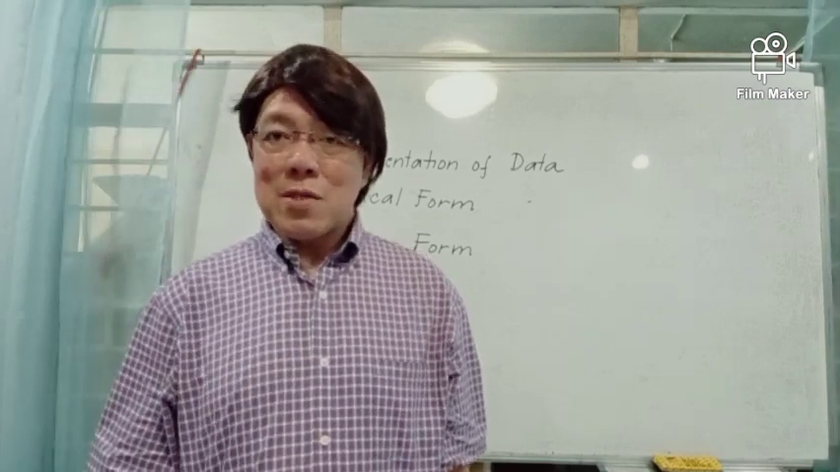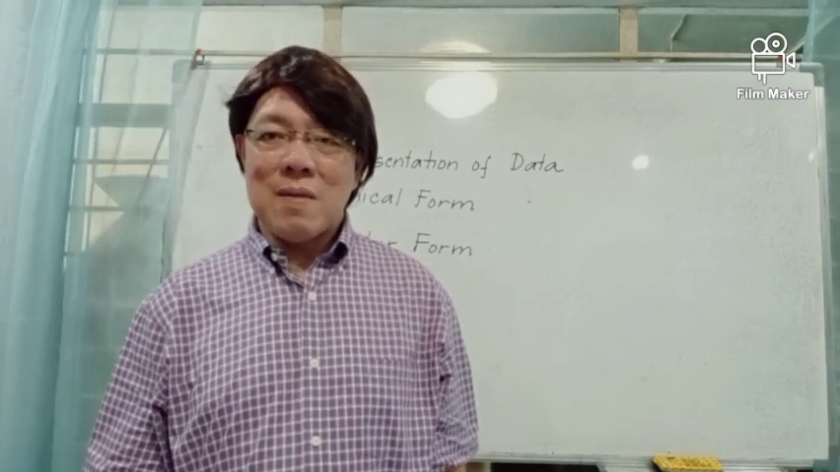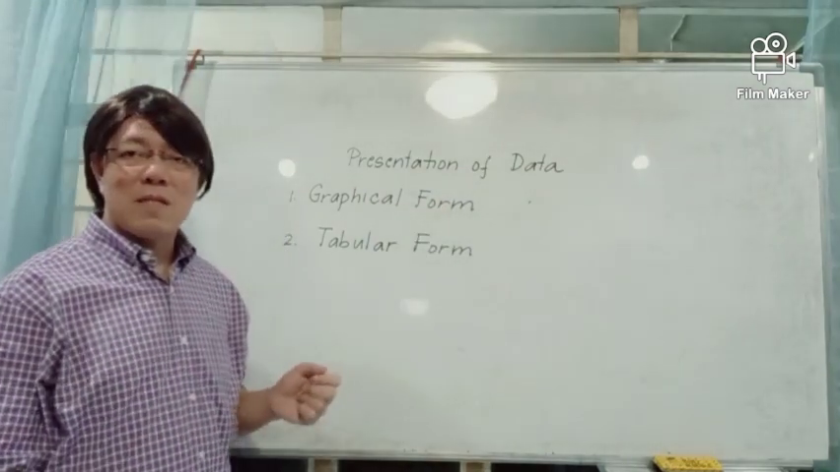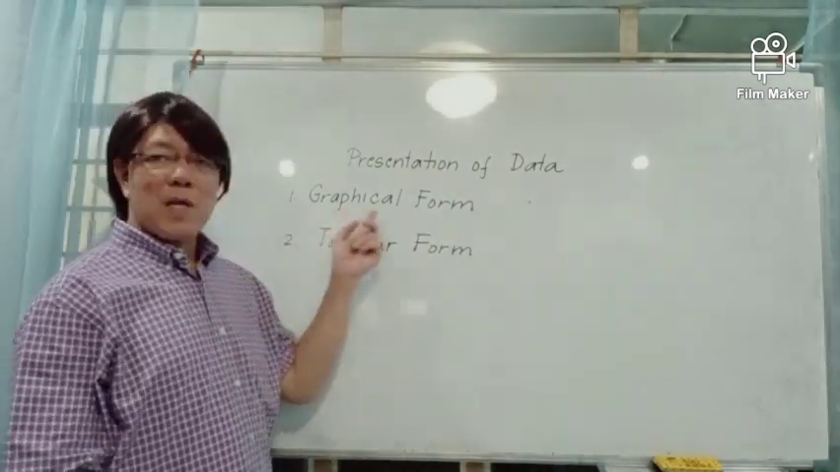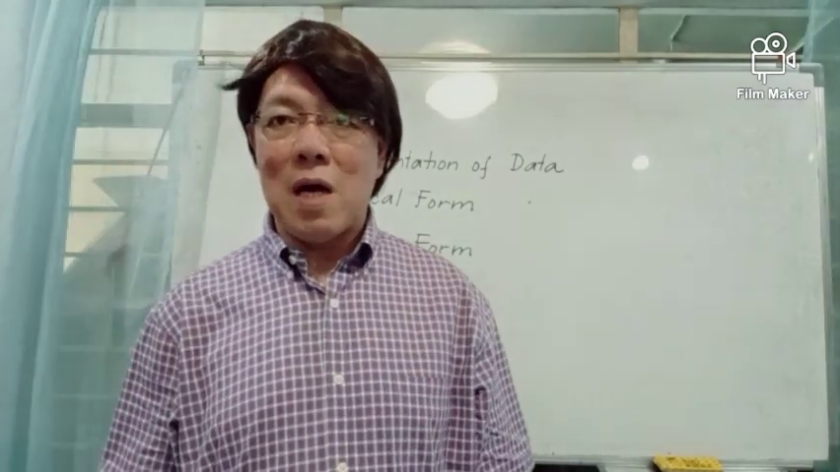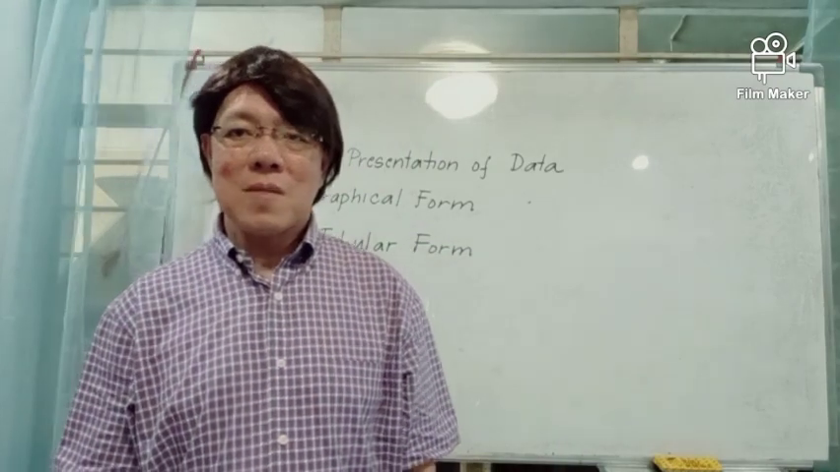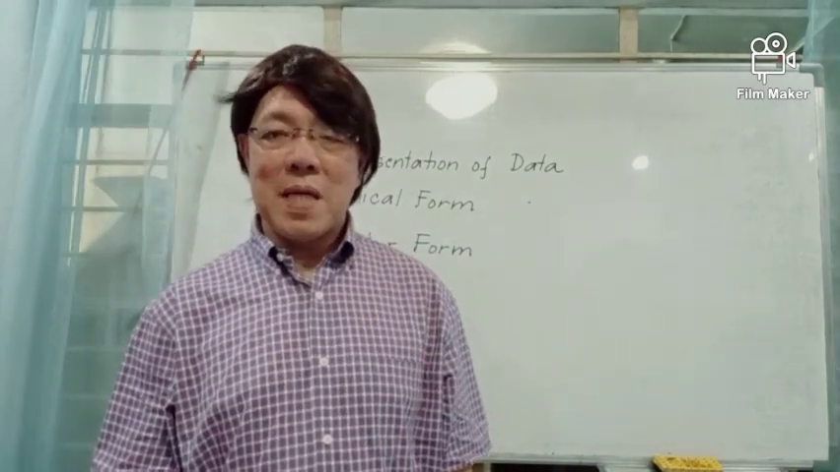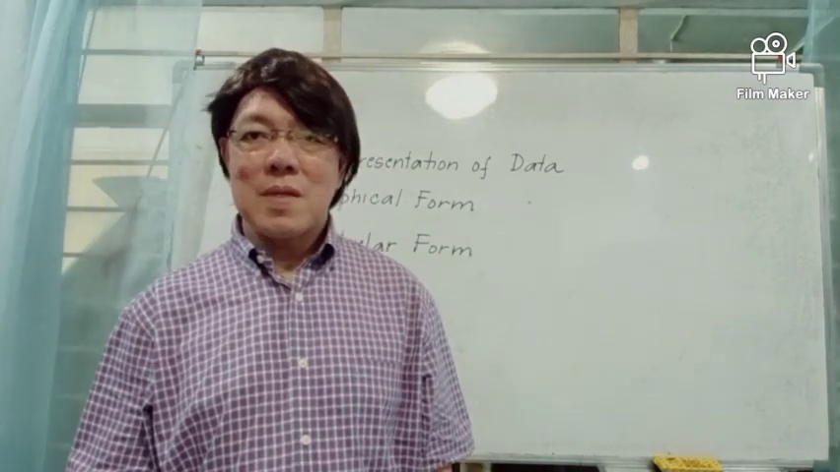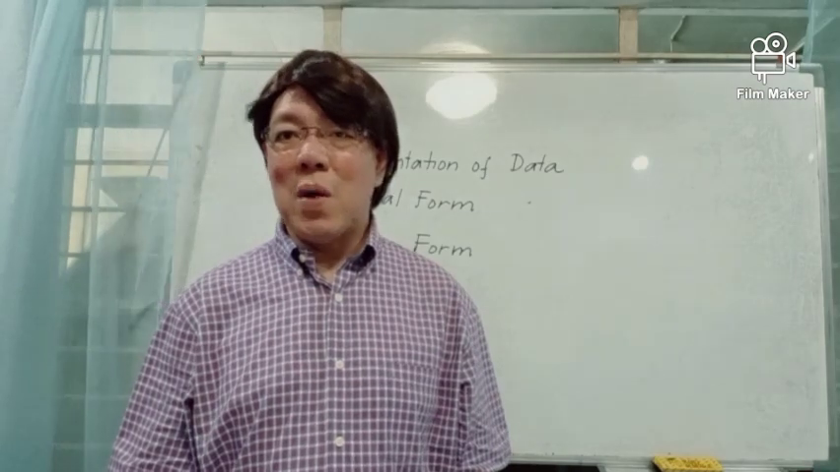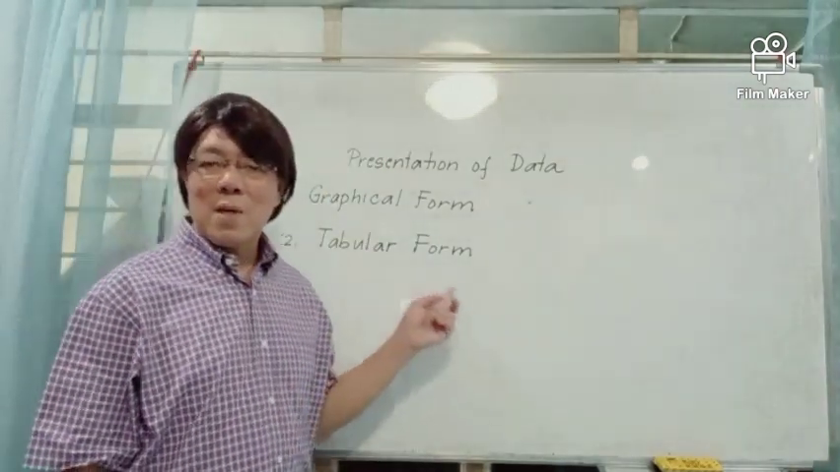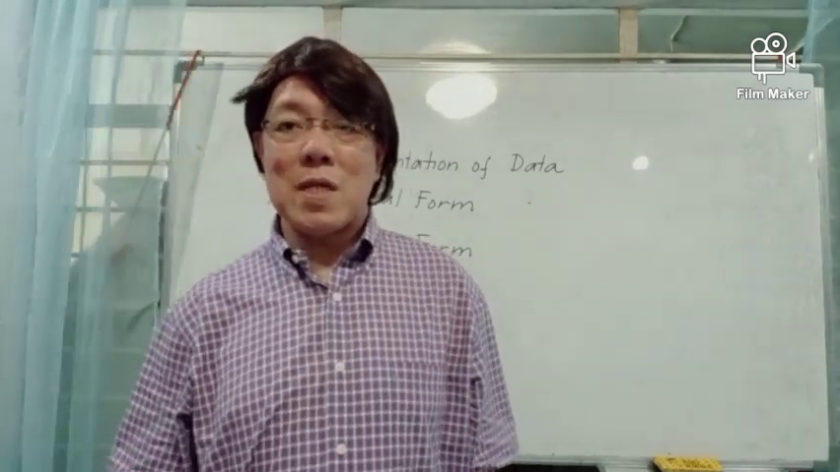Now the results and the data, after they have been summarized, can be presented in two ways: either in graphical form or tabular form. The graphical form of presenting and summarizing data uses graphs, and examples of graphs that are used in presentation of data are line graph, pictograph, horizontal bar graph, vertical bar graph, the pie chart or pie graph, the histogram, the frequency polygon, and the ogive. In presenting data in tabular form, the data are summarized and presented using tables.